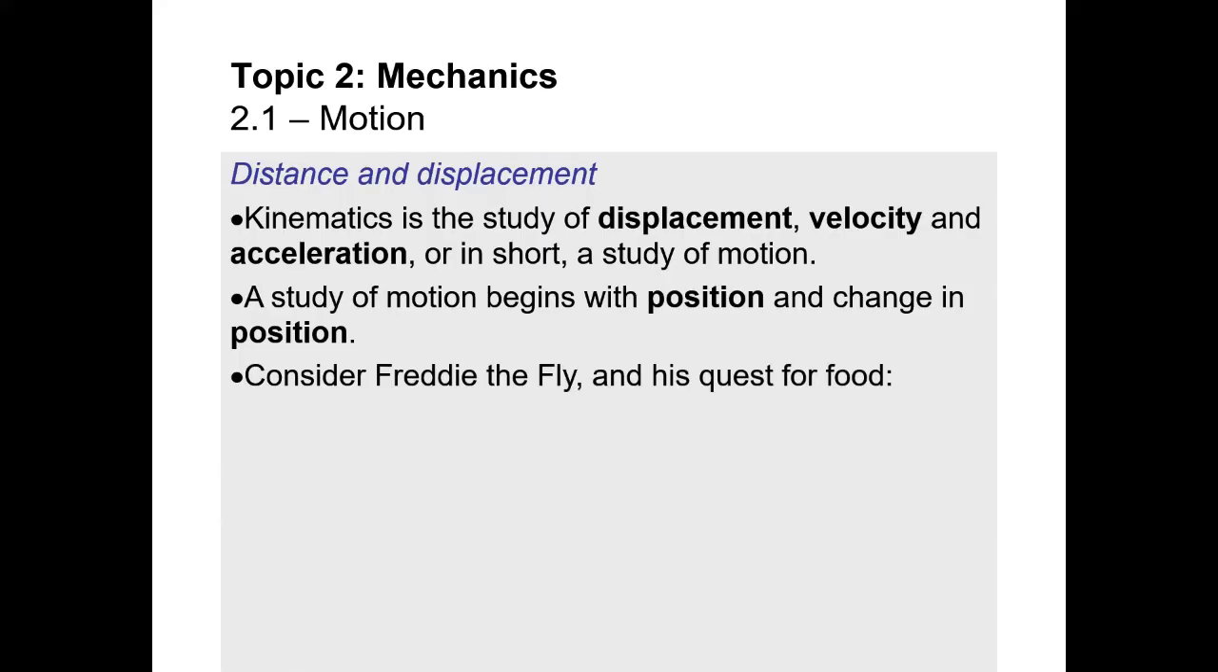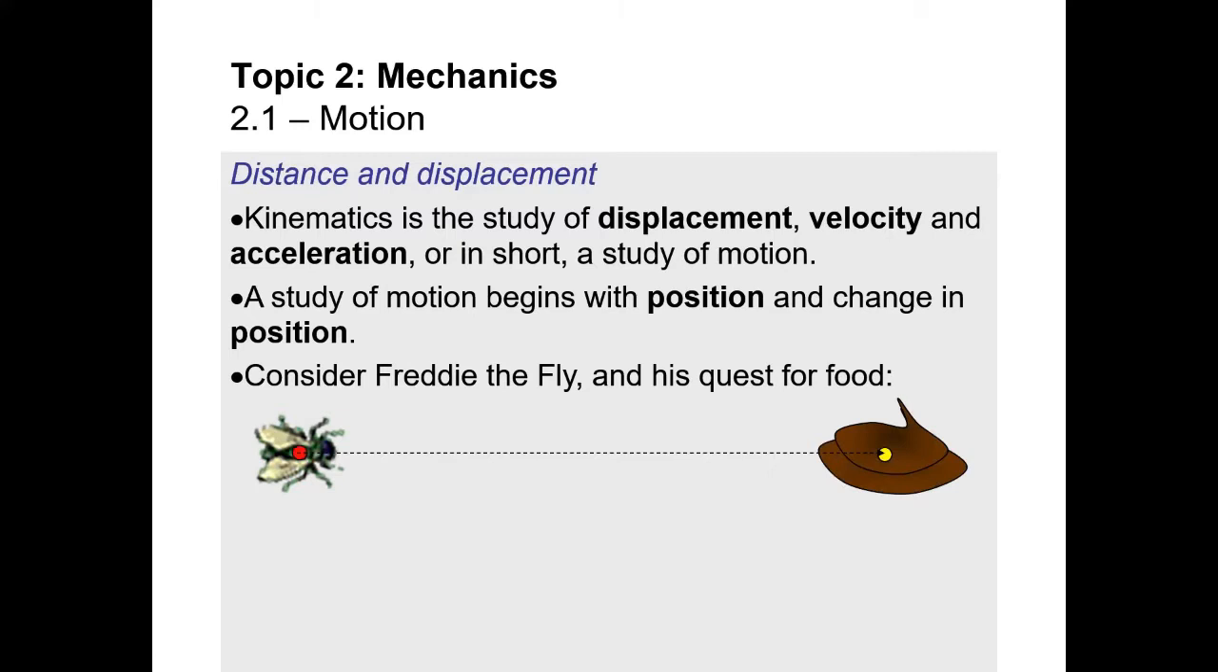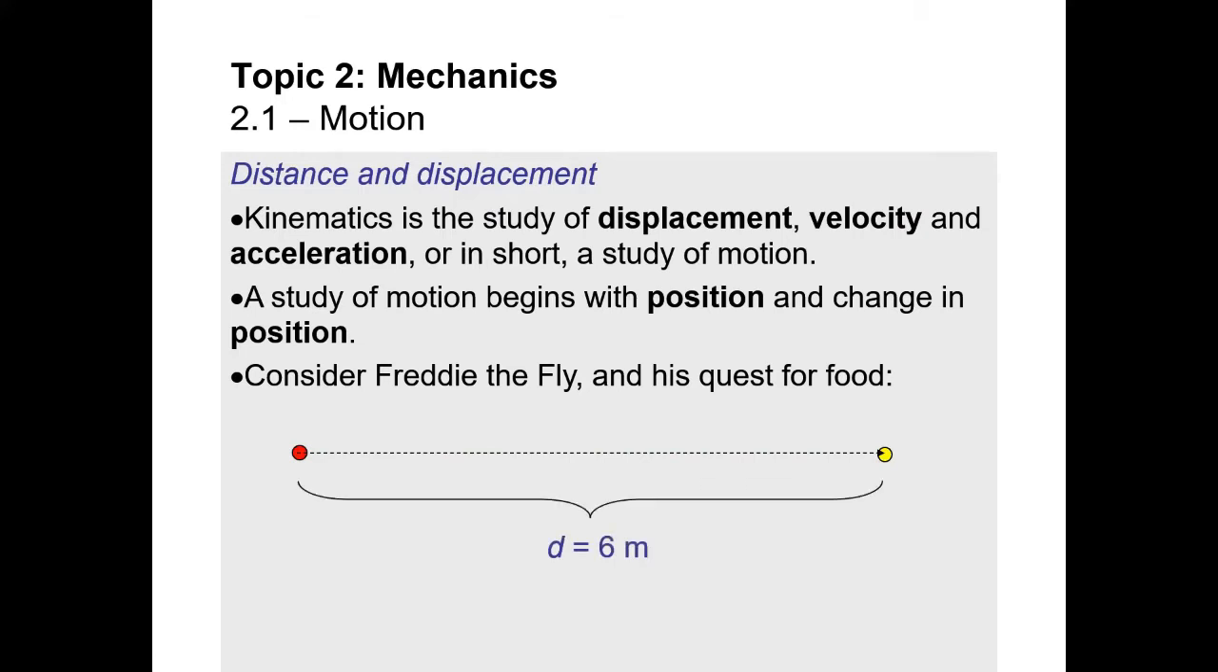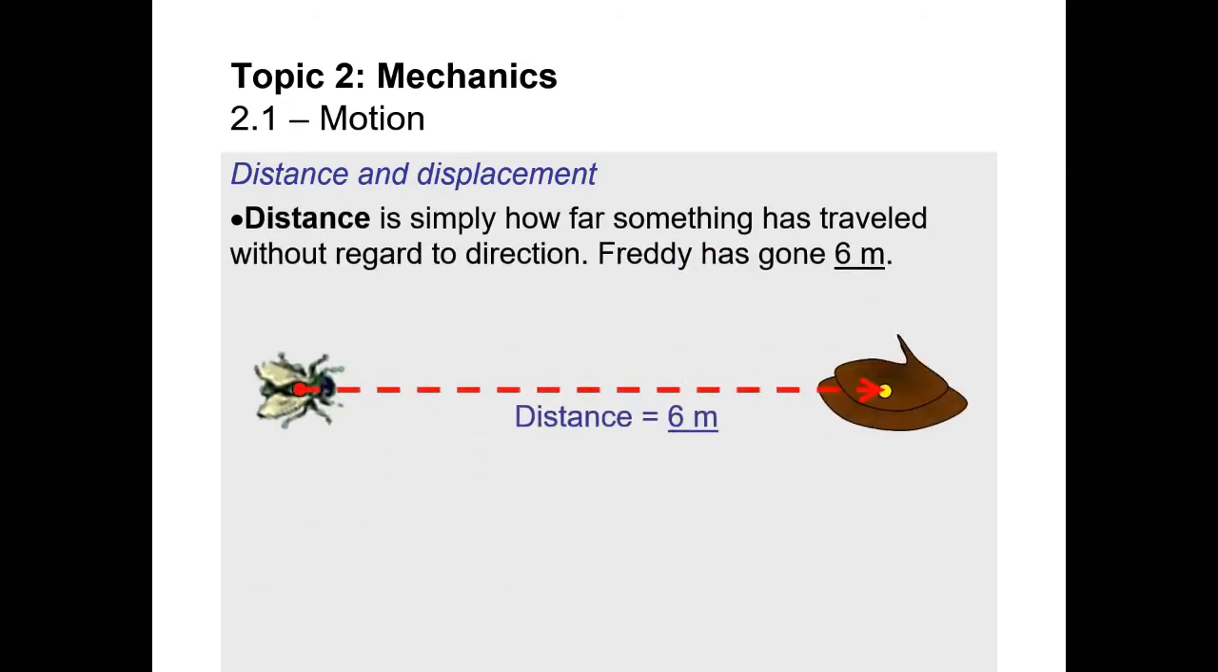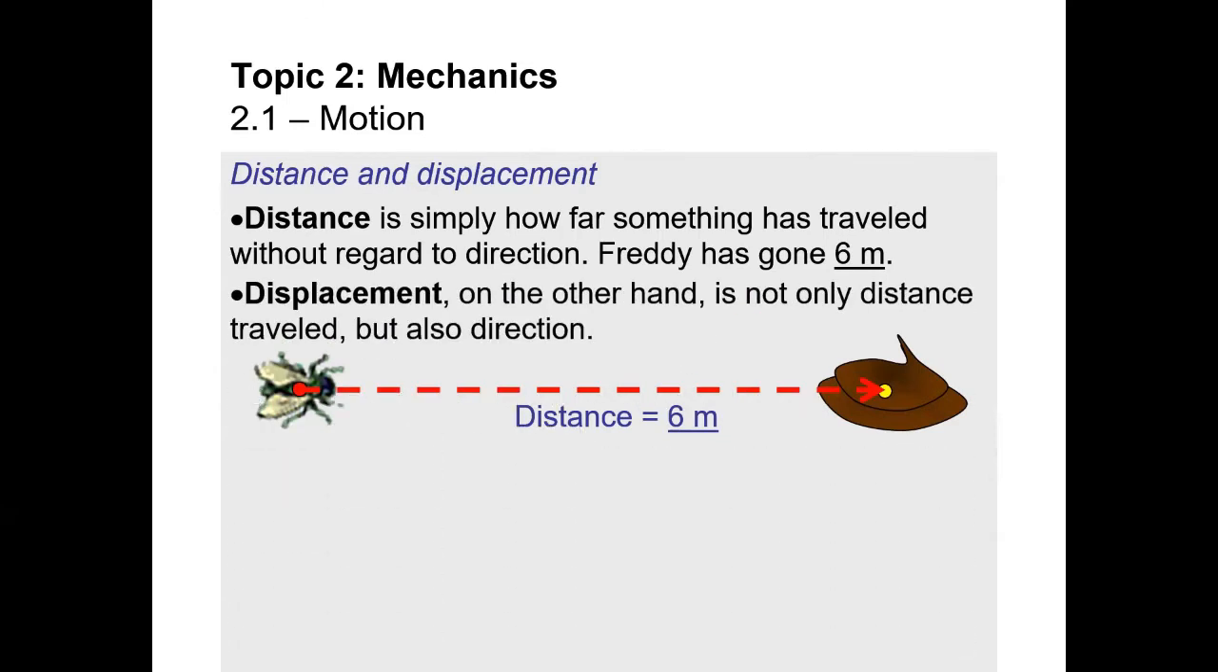Consider Fred, a fly, and his quest for food. The distance Freddy travels is simply how far he has flown without regard to direction. Freddy's distance is 6 meters. Distance is simply how far something has traveled without regard to direction. Freddy has gone 6 meters.